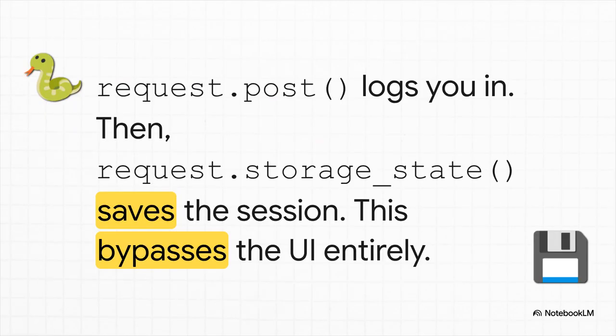And here it is in action. In a setup file, we use request.post to hit our login endpoint with our credentials. Super simple. Once that's successful, we make one other critical call: request.storageState. This one command is like magic. It saves everything we need: cookies, local storage tokens, the whole shebang, into a single JSON file. That's it. Login complete, no UI involved.